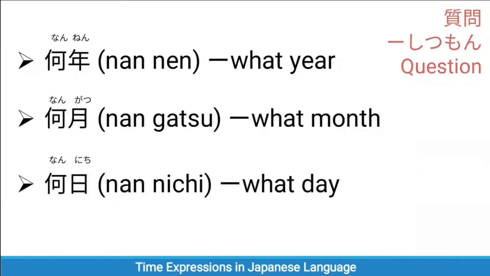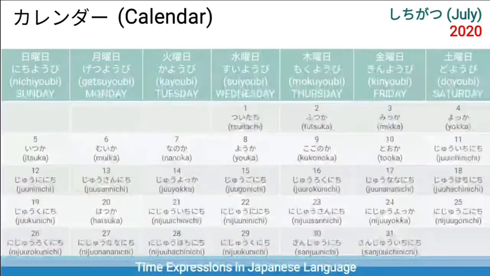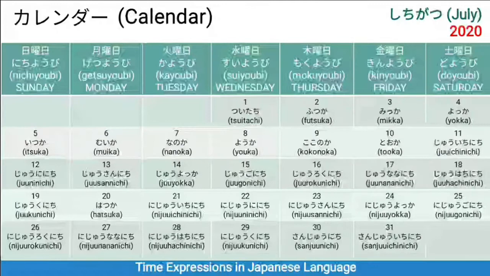Sige, we have nannichi. Pag tinanong naman ng nannichi, what day? Balik tayo dun sa calendar. Okay? Ito yung calendar. So, kunwari ngayon is first day of the month. Tsuitachi. Tsuitachi ang sagot mo. Kyou wa tsuitachi desu. Okay?